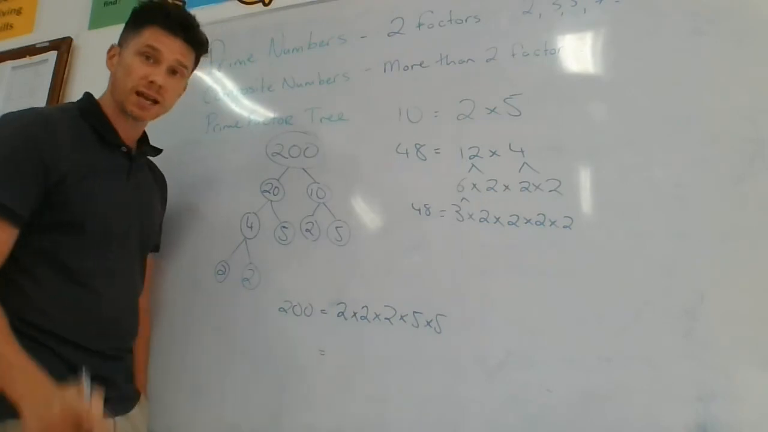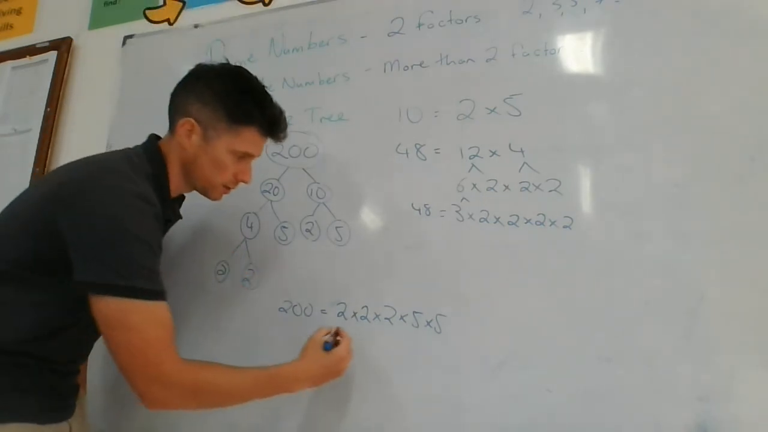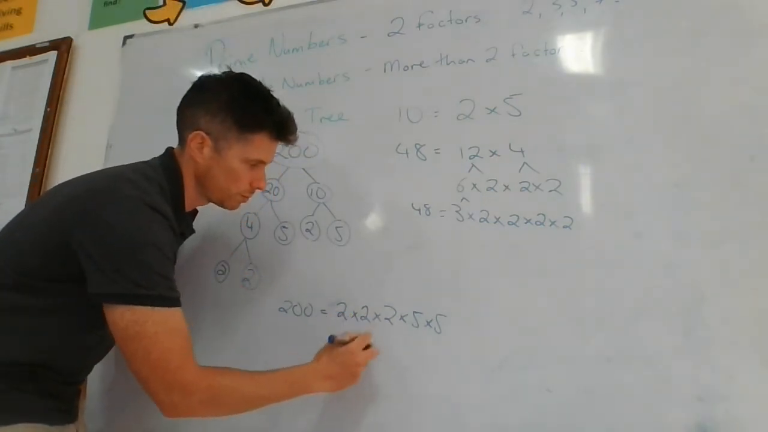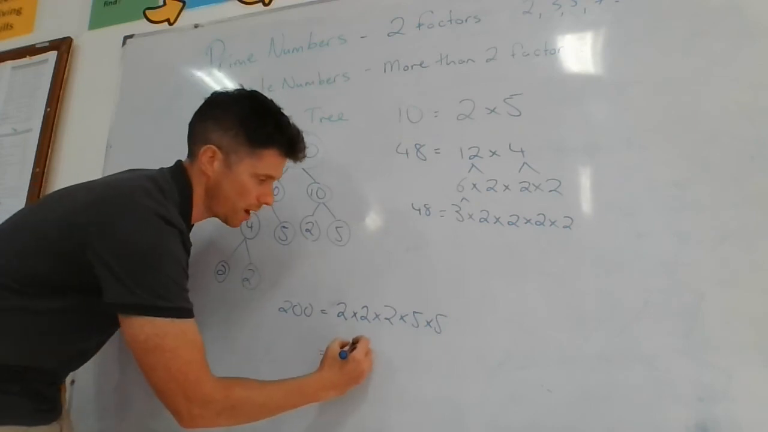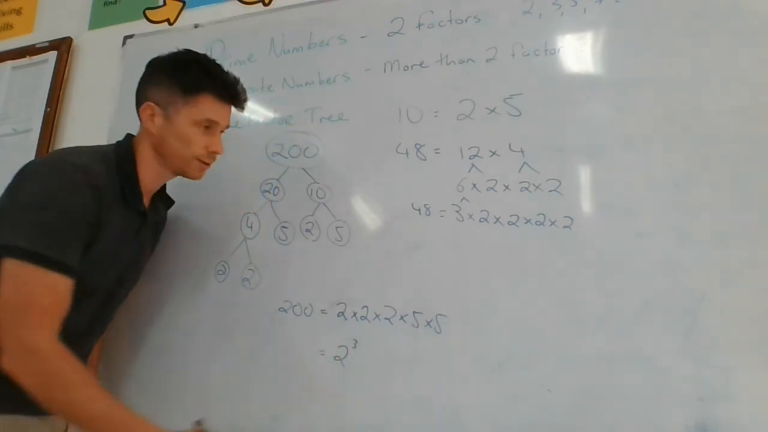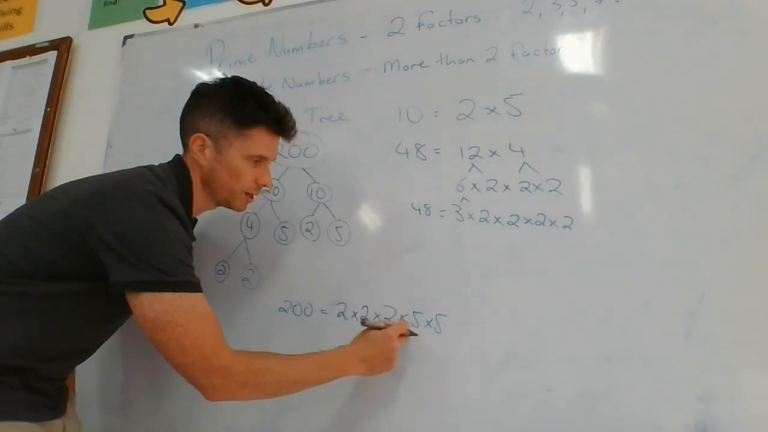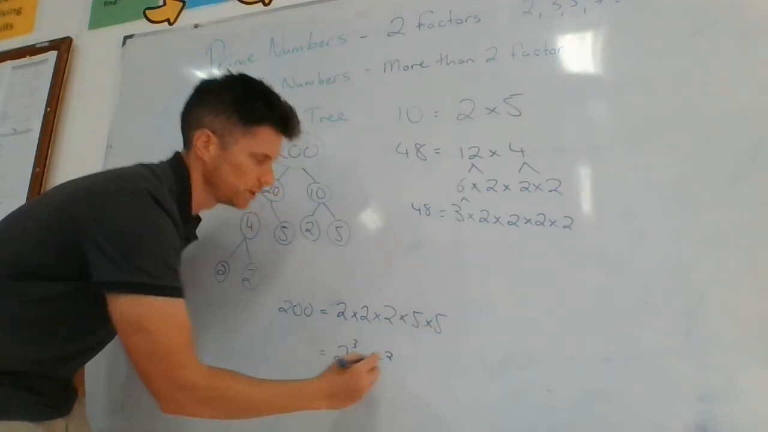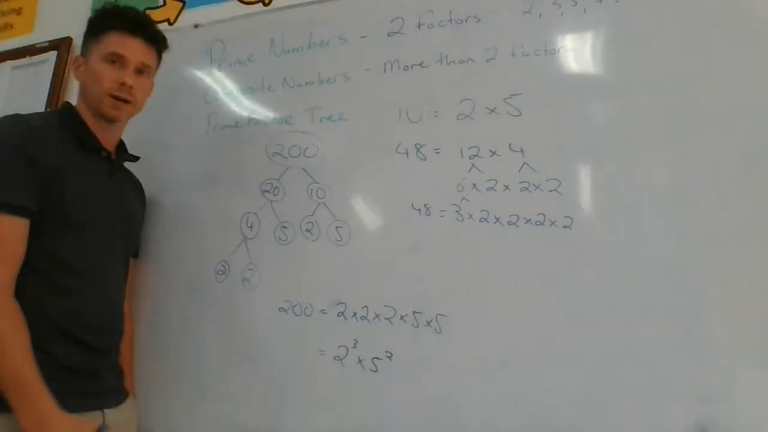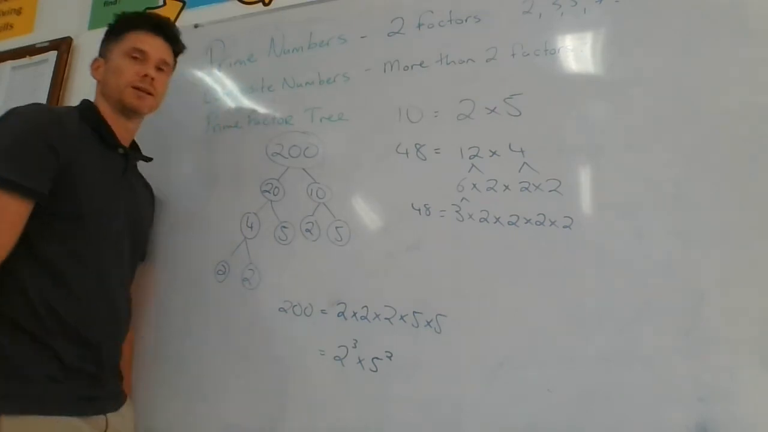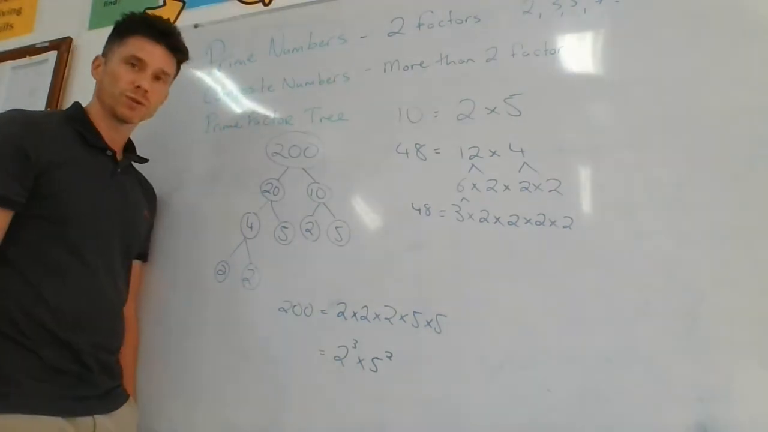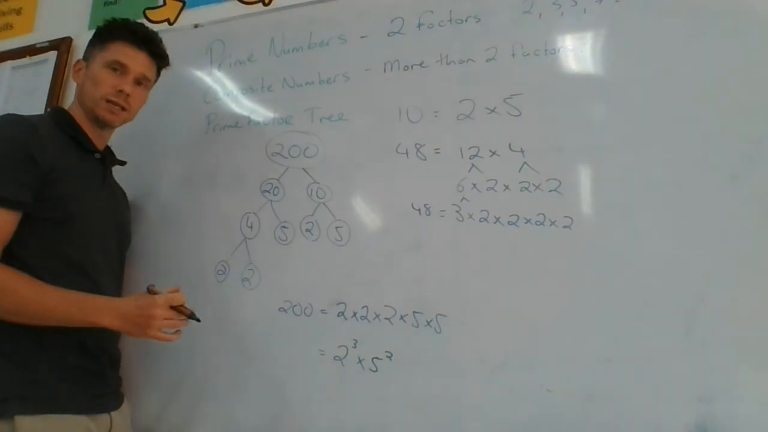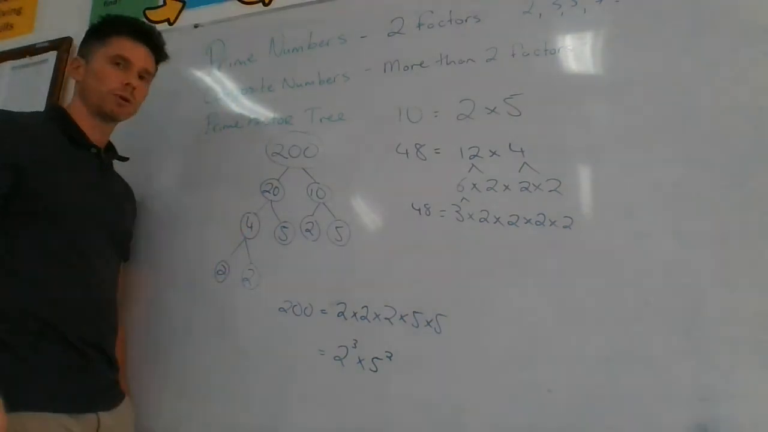Now those of us who like to challenge ourselves and write things properly in maths would notice that I can use index notation to write this. That's 2 by itself 3 times, so 2 to the power of 3, or index 3. And that is multiplied by 5 by itself twice. Either of these forms of answer is correct. I prefer this one, but either of them are correct. So that is a prime factor tree, the difference between prime and composite.